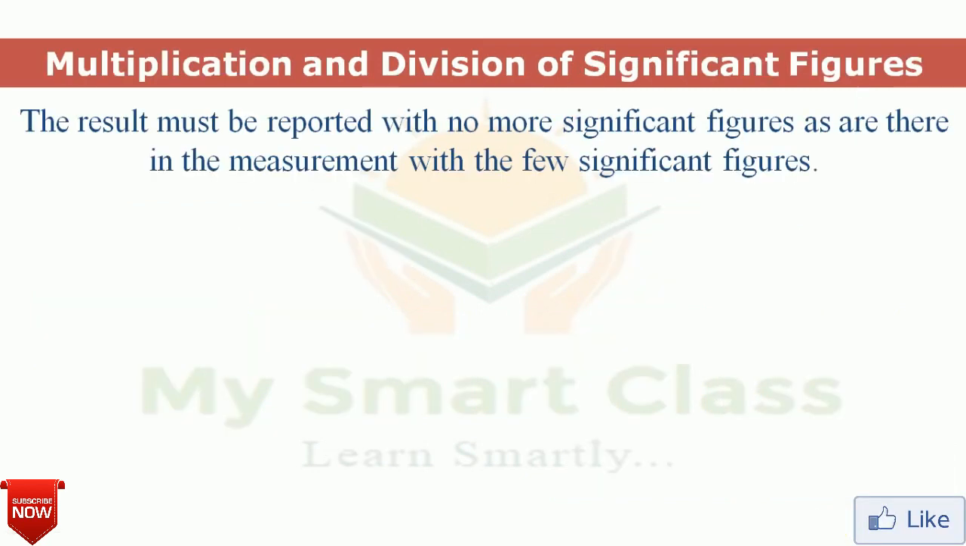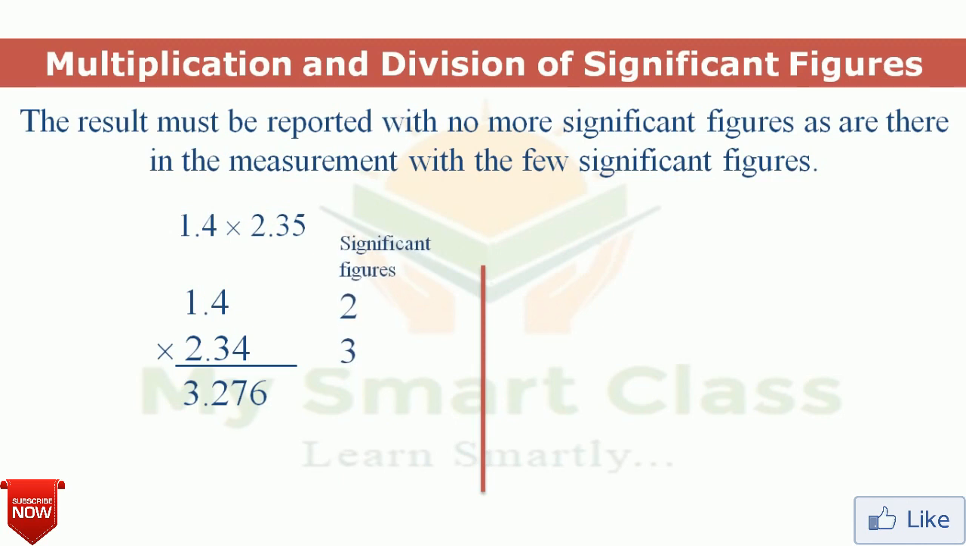Now multiplication and division of significant figures. Let's take one example, 1.4 into 2.35. We have to do just the multiplication, and we have to see how many significant figures are in each number. Like in 1.4 there are 2, and in 2.34 there are 3. So which has the least significant figures? There are 2. So our answer should be in 2 significant digits. So that is equal to 3.3. Why? Because we want to remove this 7, 6, and this 7 is greater than 5, so you have to add 1 over here. So our answer is 3.3.